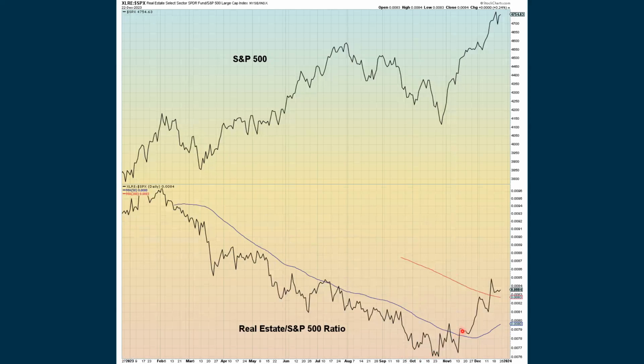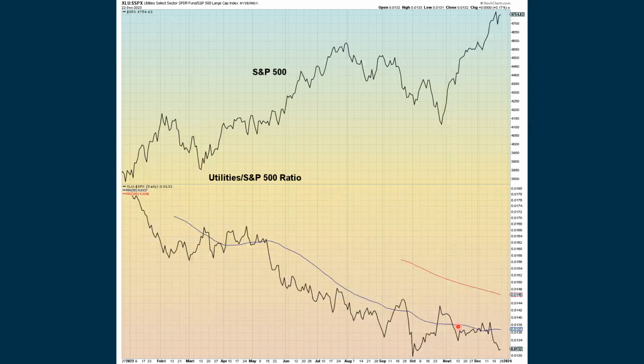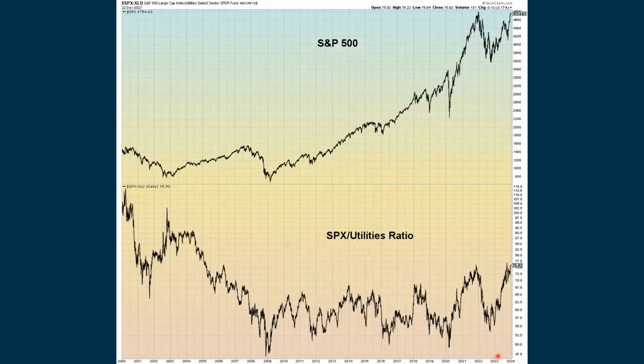Real estate, as interest rates are going down, that will help the real estate sector. It's showing some improvement, but still in a longer-term downtrend. The utilities, they tend to follow interest rates, and they've been going down, so utilities have been going down and underperforming the S&P. And we see this in the S&P to utilities ratio.